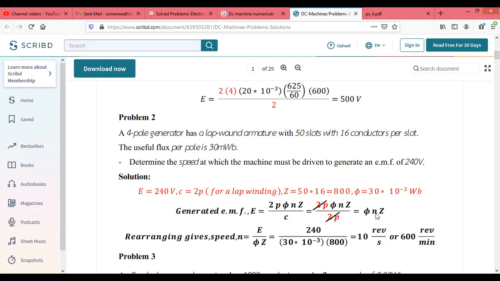We have the value of phi. We have the value for Z. We have the value for E. So you will get the value for N. You can rearrange the equation to derive the value for speed. If you rearrange the equation, you will get the speed equation, n equal to E upon phi Z. So here, if you put in these values, you will get the speed, and here you are calculating small n, that is nothing but revolutions per second. That speed will be measured per second. So here you will get the value. You can convert that value into revolutions per minute, if you want.